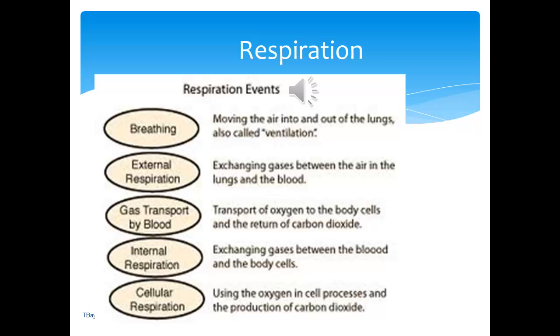Respiration events include breathing, moving the air in and out of the lungs, called ventilation, as just mentioned. External respiration, exchanging gases between the air in the lungs and the blood. Gas transport of oxygen to the body cells and the return of carbon dioxide. Internal respiration, exchanging gases between the blood and the body cells. Cellular respiration, using the oxygen in cell processes and the production of carbon dioxide.